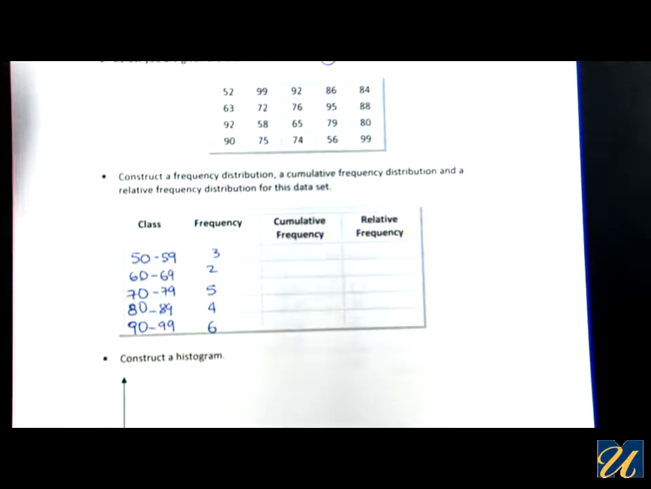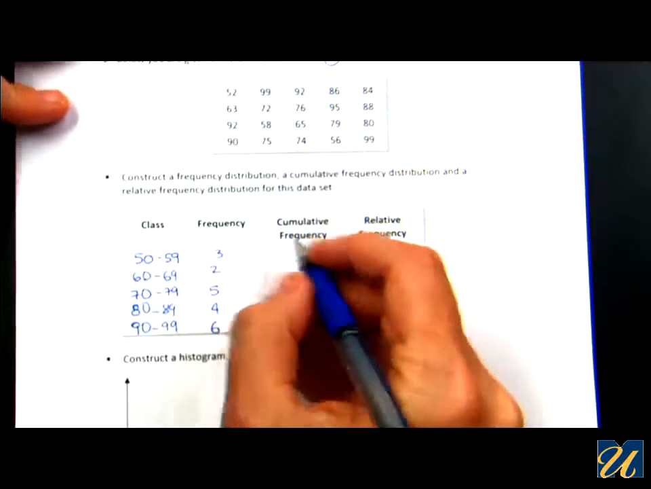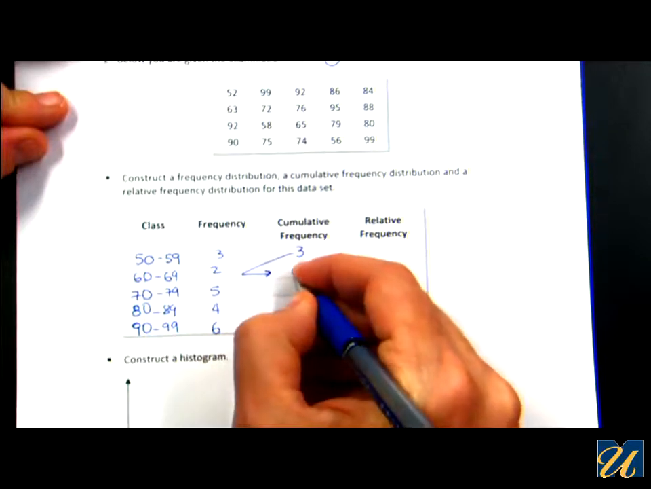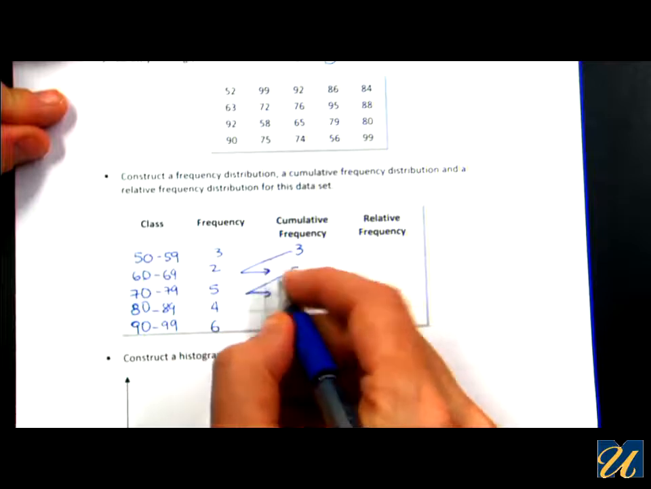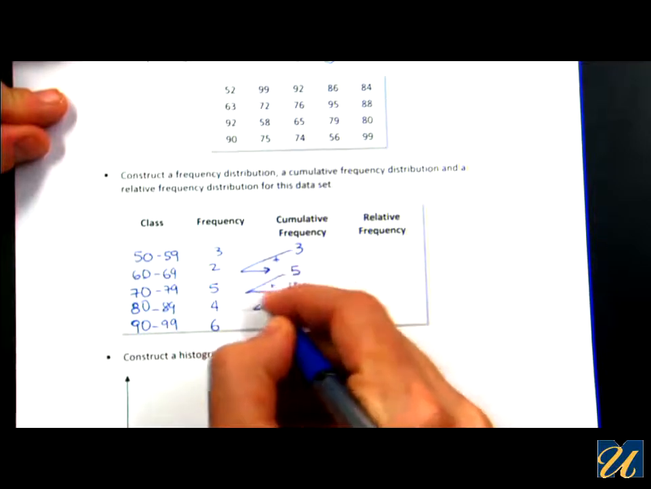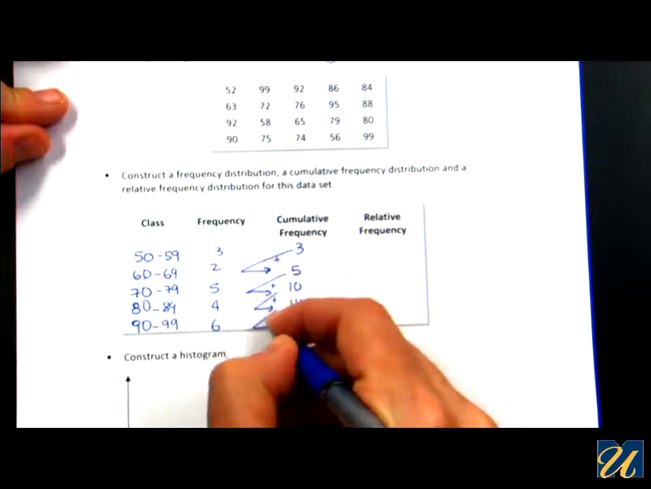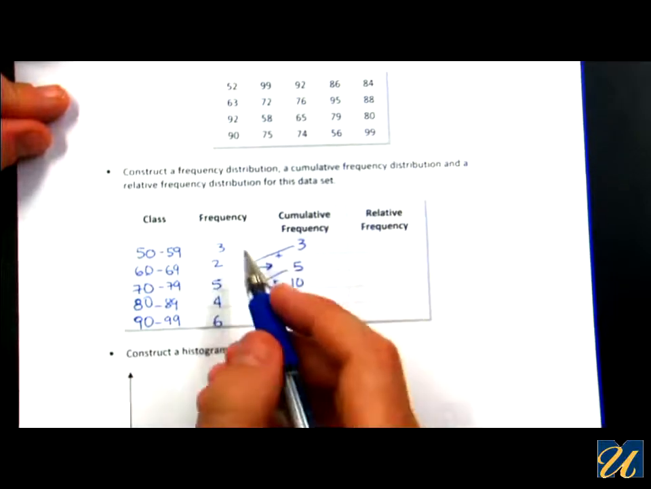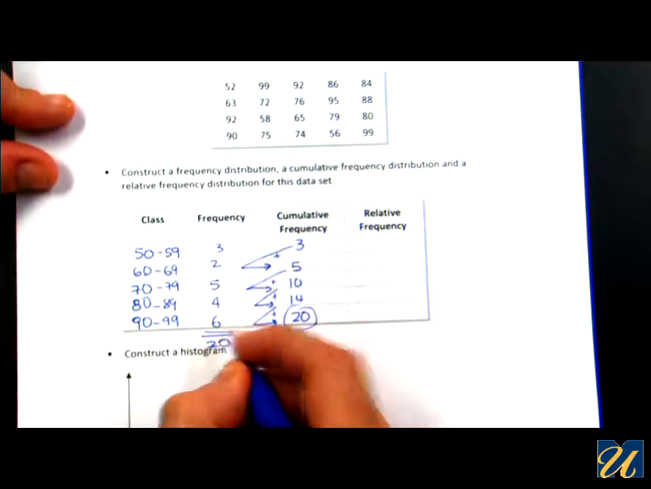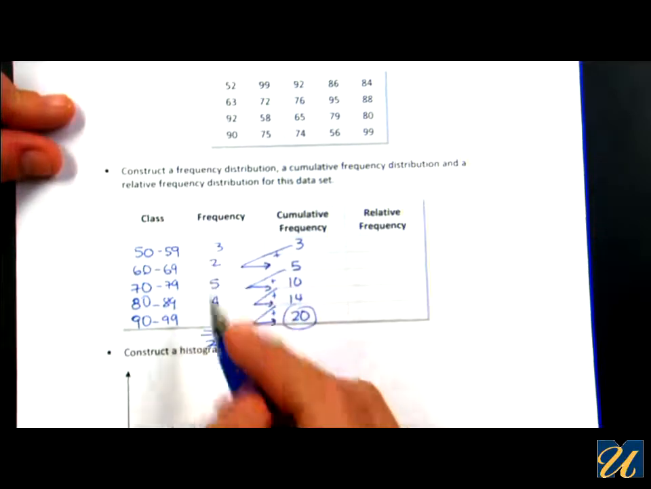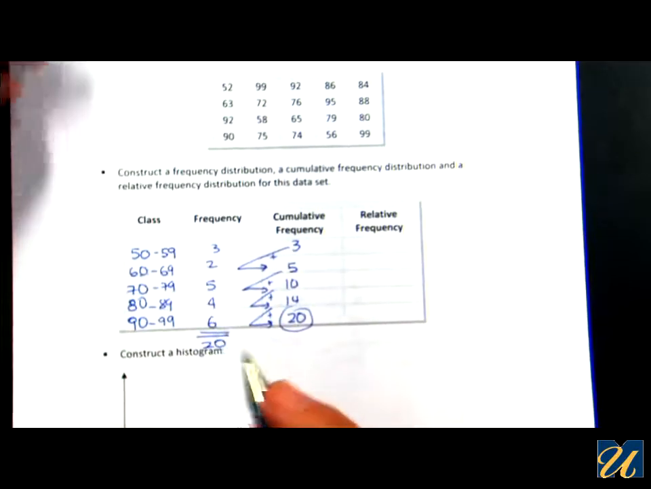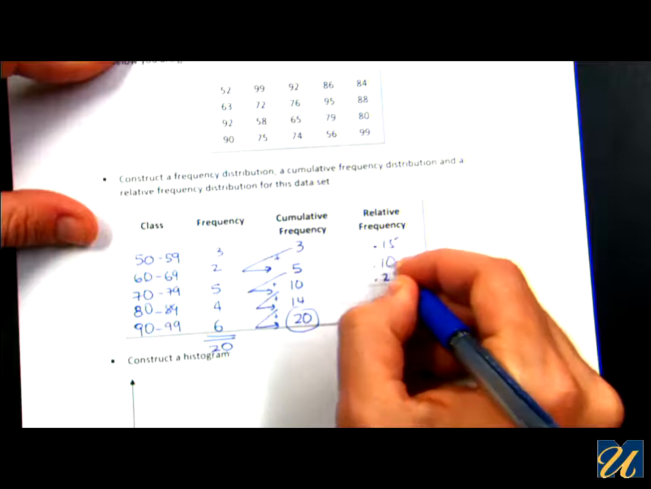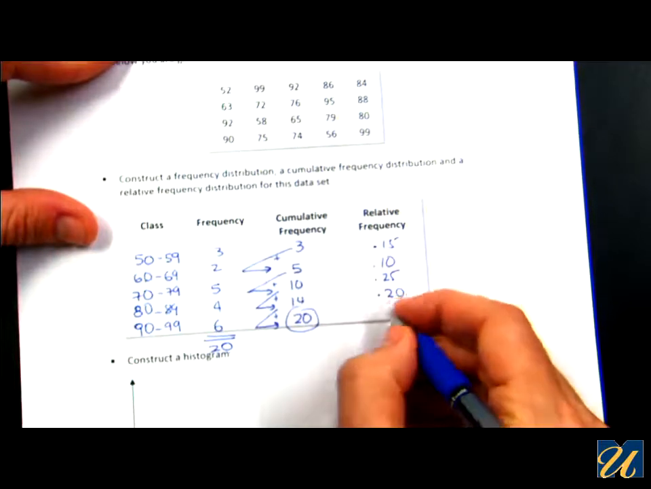The cumulative frequency, we start with the first frequency, 3 plus 2, 5, 5 plus 5, 10, 10 plus 4, 14, 14 plus 6, 20, your sample size. Relative frequency, we said that the total number is 20, 3 over 20 for the first class, 2 over 20 for the second class, and so on and so forth. So this would be 0.15, 0.10, 0.25, 0.20, and 0.30.